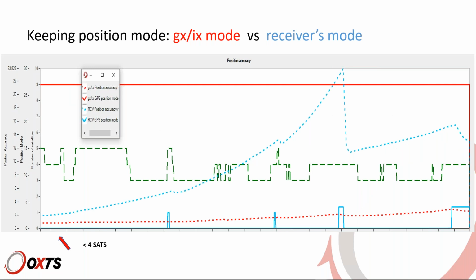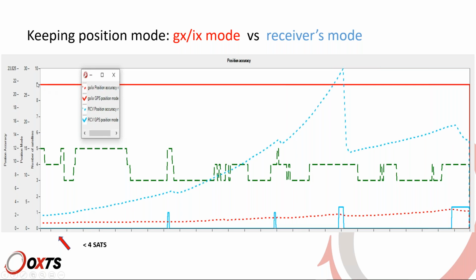So a couple of examples on this. In this graph, you can see red is GXIX mode and blue is receivers mode. Solid lines are position modes, and dotted lines are position accuracy. The dark green dashed line is number of satellites available. So you can see that the receivers has no position, mode 0. That is because the number of satellites available are fewer than 4 most of the time. It tries to jump back to a position mode, but very shortly, and then it goes back to none.